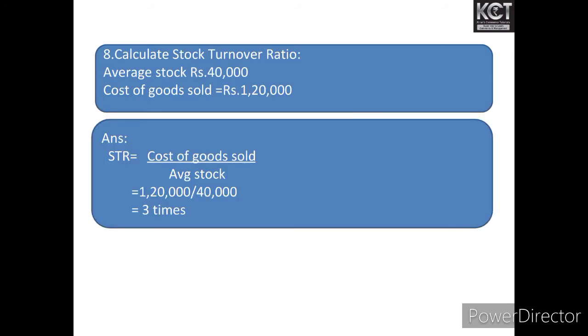Eighth one, calculate stock turnover ratio. They have given average stock rupees 40,000, then they have given cost of goods sold rupees 1,20,000. By using this information, we are going to calculate the stock turnover ratio. Stock turnover ratio equal to cost of goods sold divided by average stock. Cost of goods sold is directly given 1,20,000 divided by average stock is given 40,000. If you are doing the calculation, you will get 3 times. Therefore, stock turnover ratio equal to 3 times.